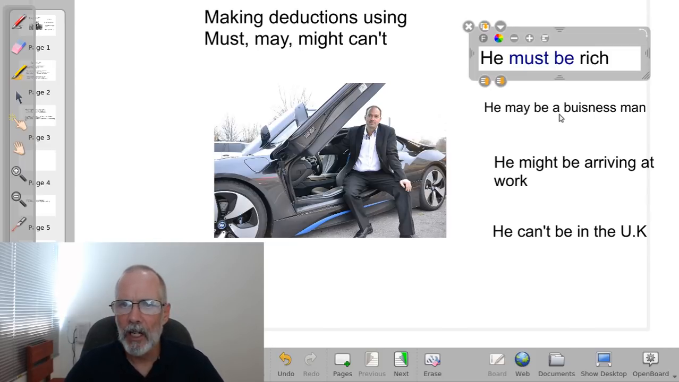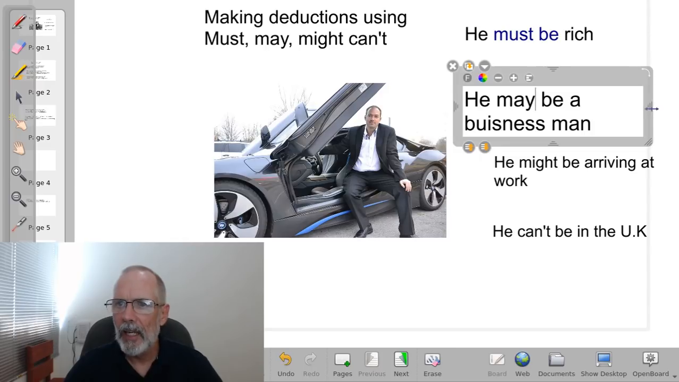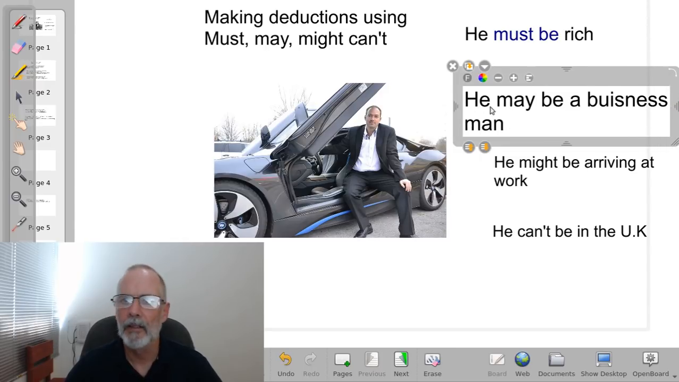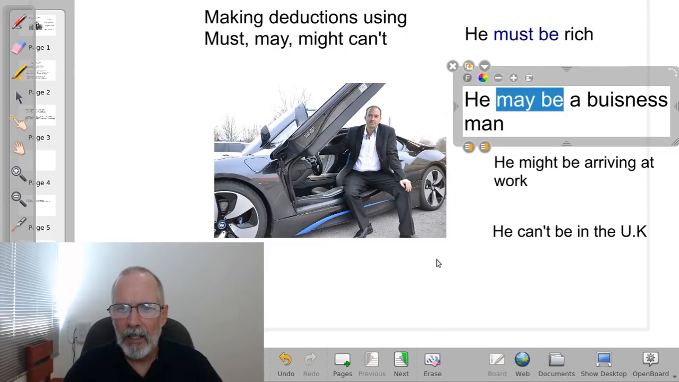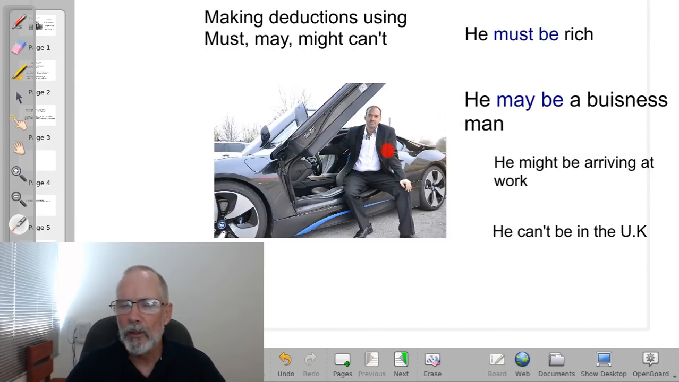Another deduction that I can make about this person is, he may be a businessman. This time I'm using the modal may to make a deduction. When we say may in English, it's a possibility. I don't know if he's a businessman, but he may be a businessman because he's wearing a suit. He looks like he could be a businessman.